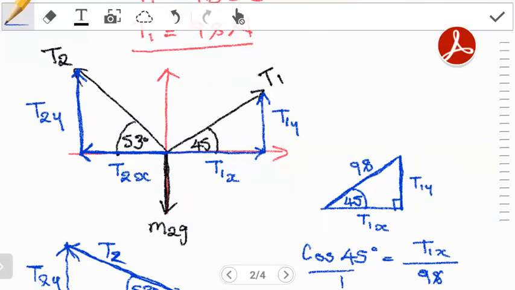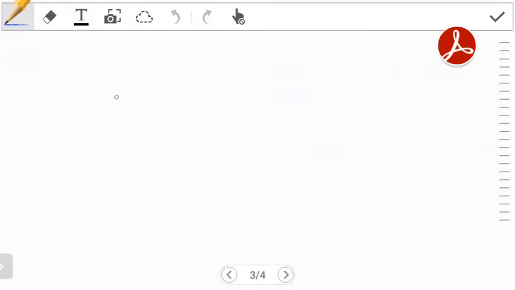And then we go to the y. In the y-axis, try to identify the forces. So we have T1y going up, so it's going to be positive. T2y going up, it's going to be positive, plus M2G going down, so it's going to be negative. Okay, so those are all the forces in the y. So let's start with the x. So in the x, we saw that we had two forces.